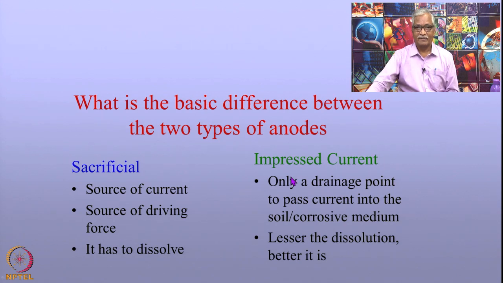On the other hand, in the impressed current cathodic protection system, the anodes mainly function as a connector to pass the current into the soil. And so, we do not want the metal to dissolve, you do not want this anode to dissolve. So, we expect this to be of lesser dissolution. So, the functions of these two anodes are different, from sacrificial to the impressed current systems.